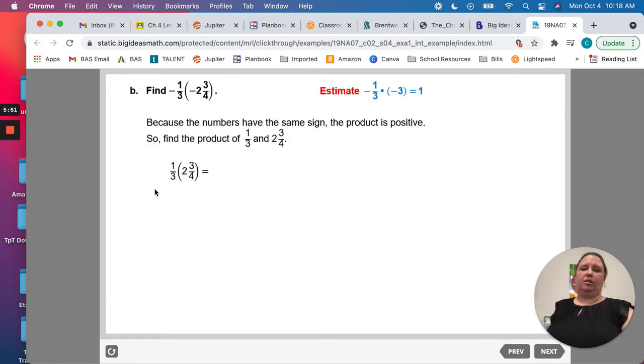Okay, so 1/3 times 2 3/4. So let's make this 2 3/4 improper. How do I make this improper? 4 times 2, which is? 8. 8 plus 3? 11. So then this becomes 11 over 4. So I have 1/3 times 11 over 4.